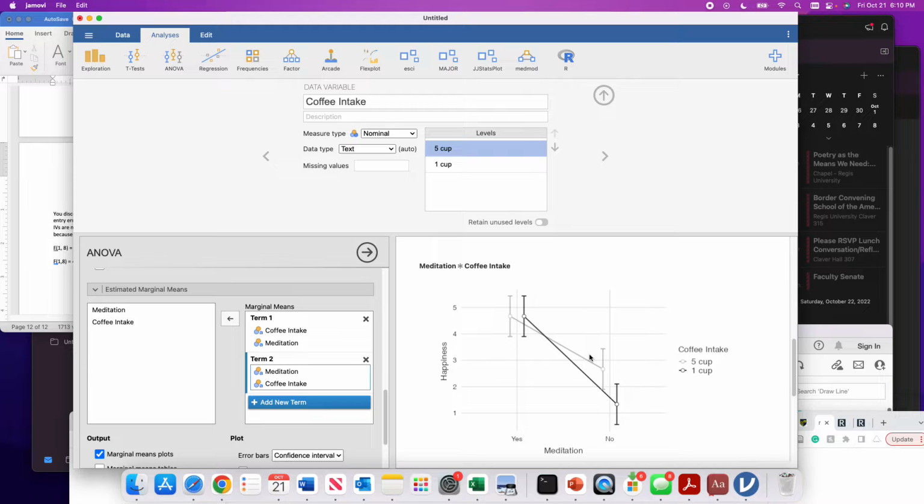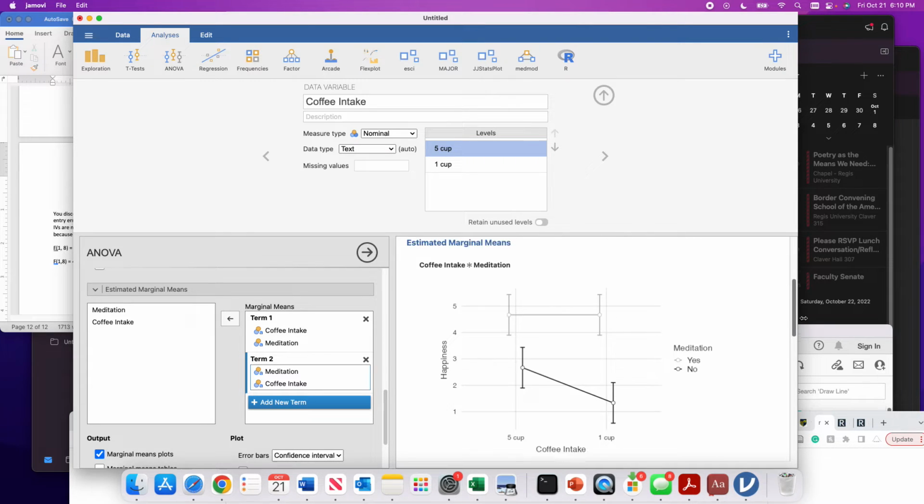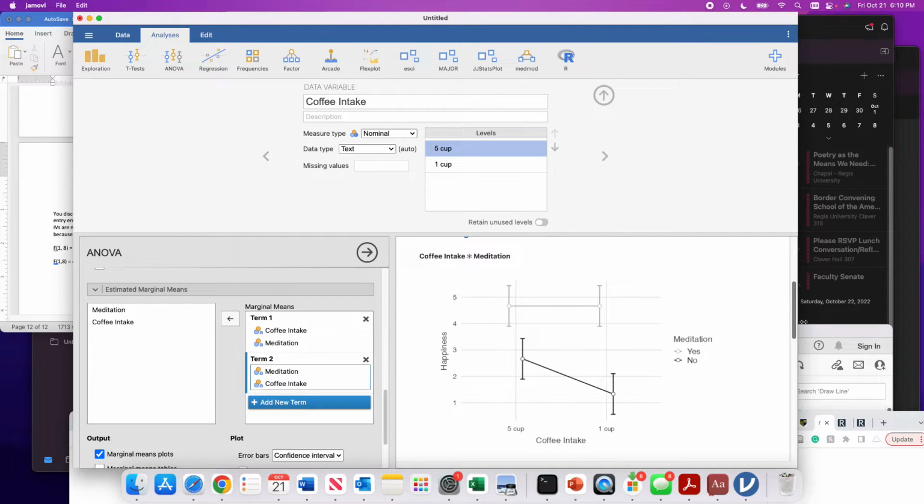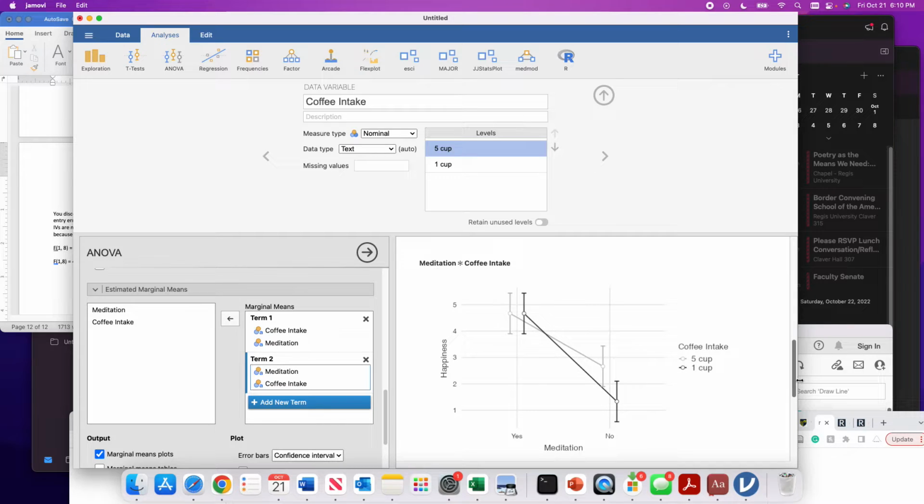For here, it's a little bit easier. You're just like, okay, there appears to be a slight increase in happiness for people who drink 5 cups and a slight increase of happiness for people who drink 1 cup. I think I read this wrong. I did, but that's okay.